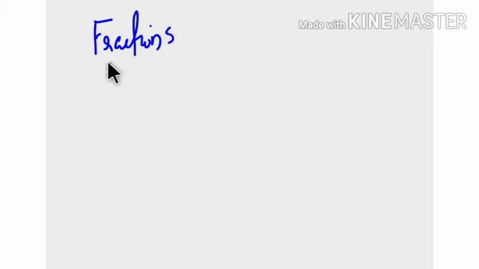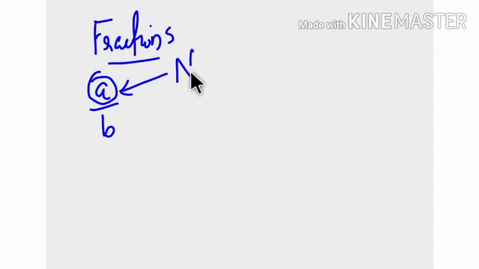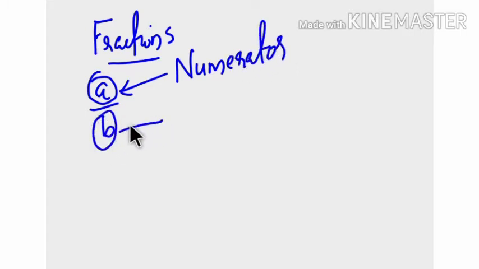Hello all. In this video we are going to cover various operations on fractions. A number in the form a by b is called a fraction. The number on the top, here a, is called the numerator. The number on the bottom we call the denominator.